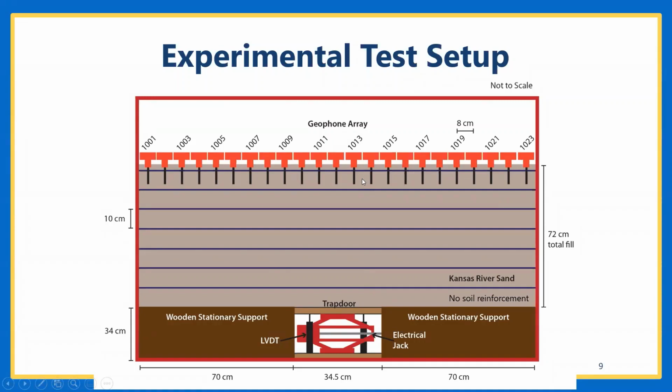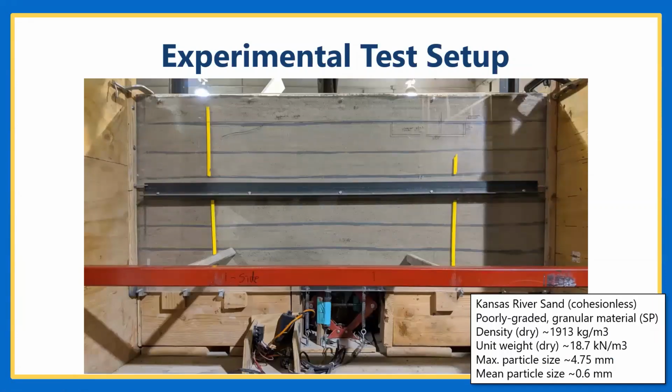On the top, I deployed a receiver spread of 23 100 hertz vertical geophones, because this is very high frequency information we're looking at and we wanted a higher frequency phone. The spacing was 8 centimeters, as close as I could put the geophones without touching each other, and I used 23 geophones because that's how many I could fit into this box. The box itself is about 1.5 meters wide and about 1 meter tall, but we only used about 72 centimeters of total fill.